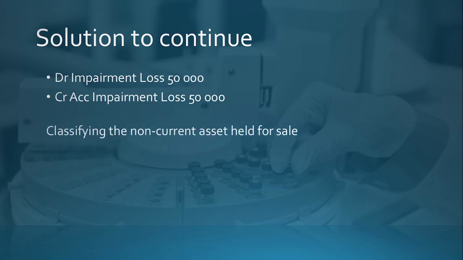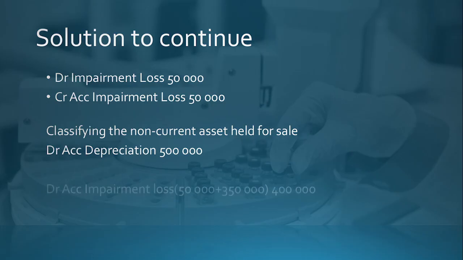And then when we classify the non-current asset as held for sale, we debit the accumulated depreciation. Why? Because we are de-recognizing the asset as a PPE item, so we need to de-recognize the depreciation. And how do you de-recognize accumulated depreciation? You debit it because it increases on the credit side. So debit accumulated depreciation 500,000.